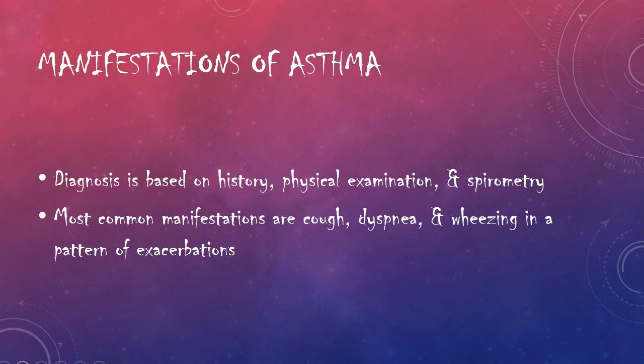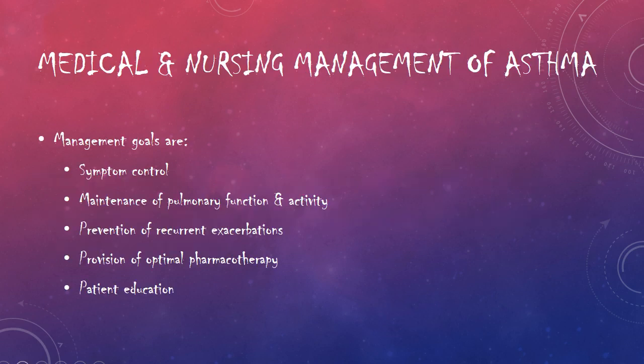The diagnosis is based on history, physical examination, and spirometry. The doctor is going to do all that, but that is how somebody is diagnosed. Most common manifestations are cough, dyspnea, and wheezing, because you have bronchoconstriction, so you're going to have wheezing lung fields. The management goals are controlling symptoms, maintaining pulmonary function and activity, preventing recurrent exacerbations, and educating our patient.